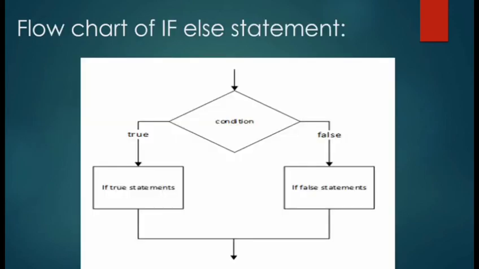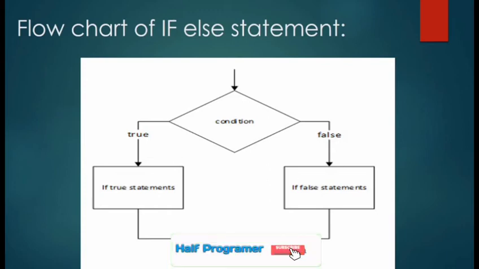The flowchart of the if else statement: first of all it checks the condition. If the condition is true, then it executes the if statement, and when the condition becomes false, then it moves to the else part and executes the else statement. Then the program ends.